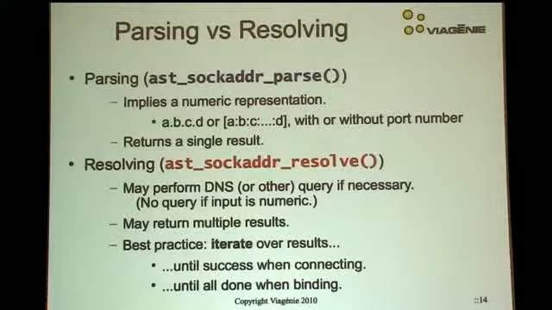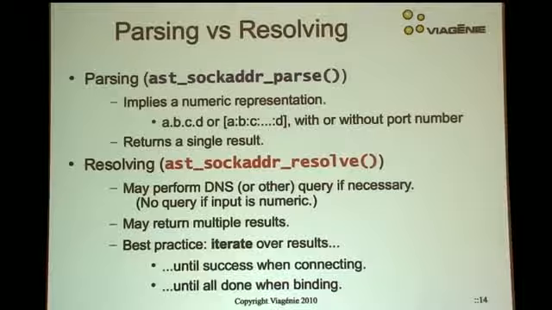Okay, so what's the difference between parsing and resolving? Well, when you're parsing, it's not going to make DNS requests. It's only for numeric representations of addresses. When you're resolving, you might be doing DNS queries if needed. So resolve is going to be returning multiple addresses, whereas parse will return only one address. So parse really is a specific case of resolving. We created parse because it makes it easier to use in code. You just don't need to have a for loop.